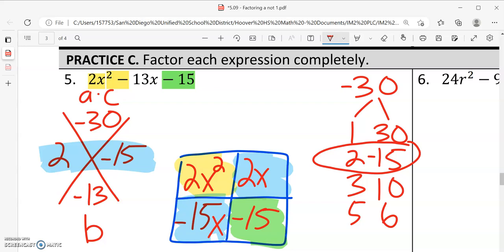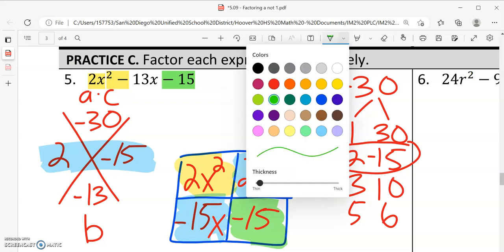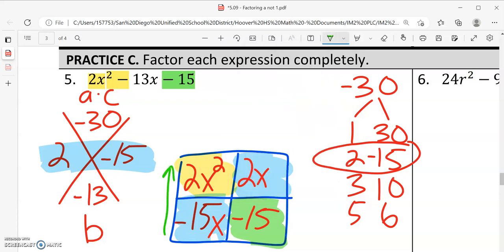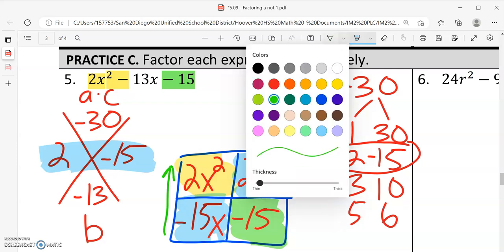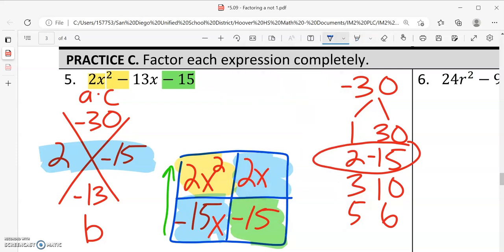All right, now we're going to factor going up. What can we factor out of 2x squared and negative 15x? It's not 2. 2 does not go into 15. It's just an x, yeah. Just an x comes out.